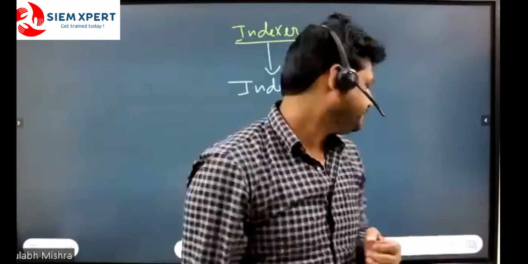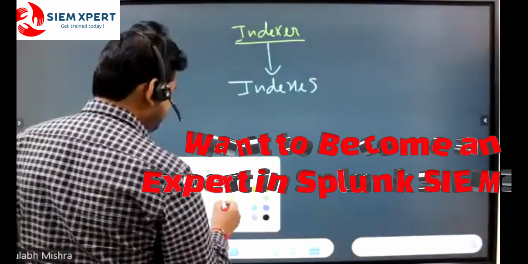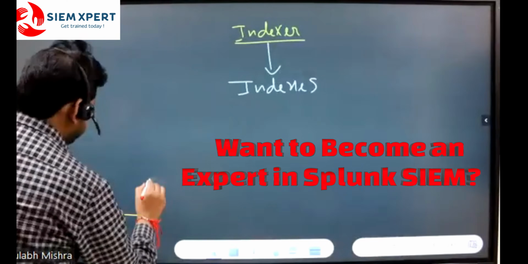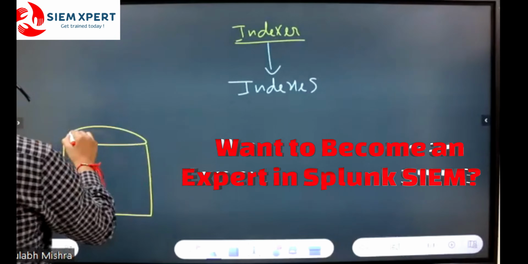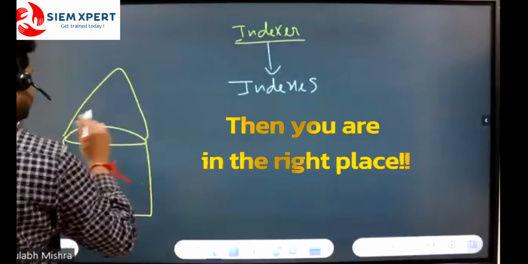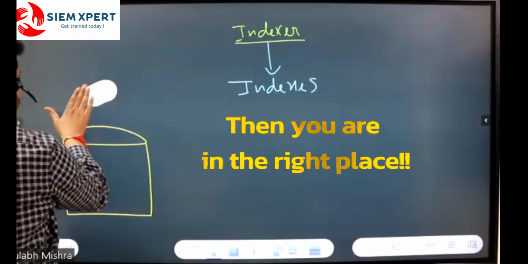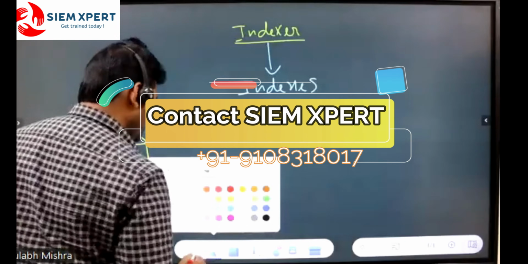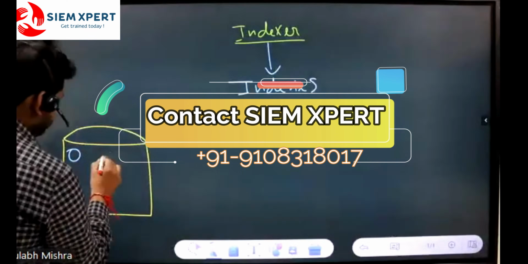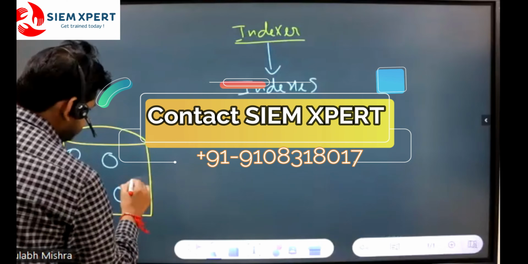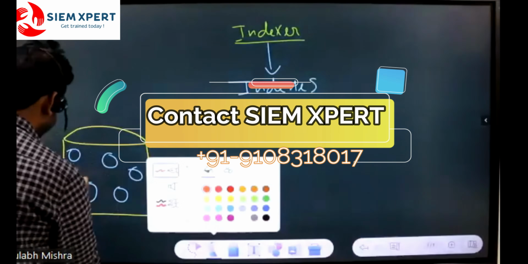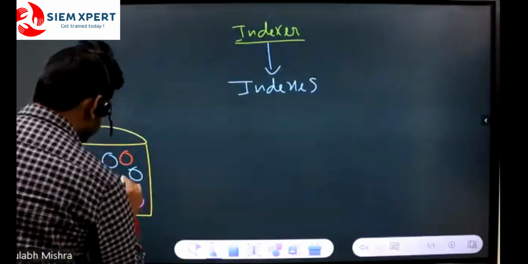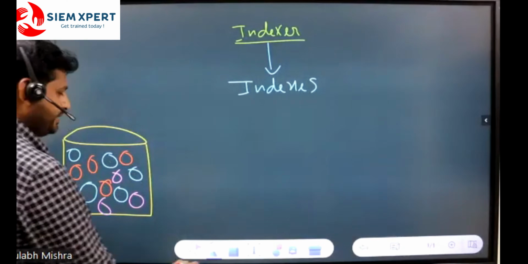For example, this is a tank. You have a big tank on which you have blue balls. Okay, let's take red. Red balls, pink, right?